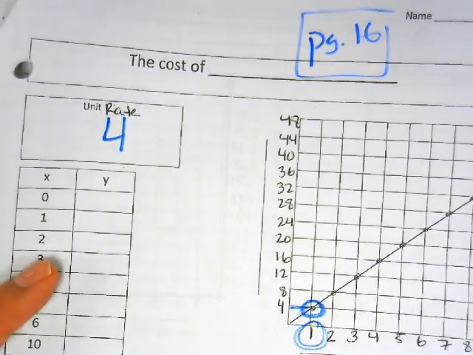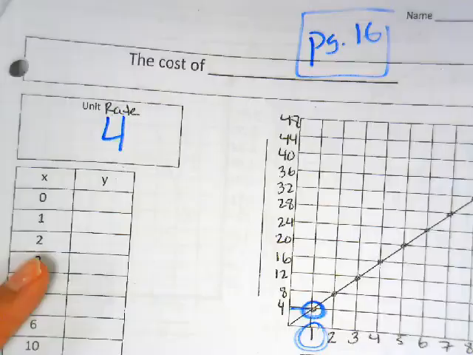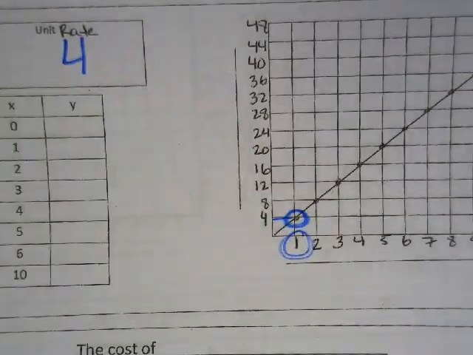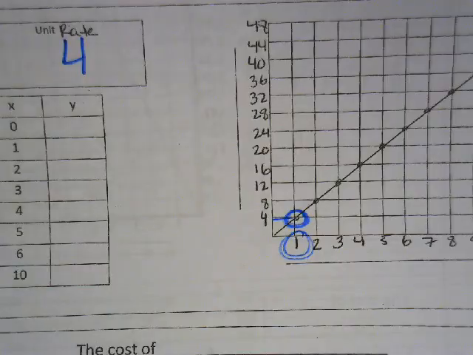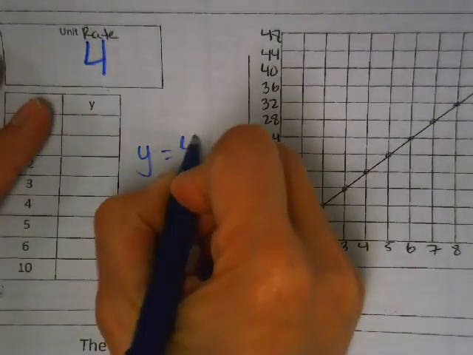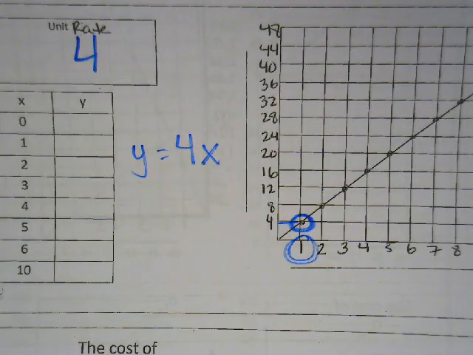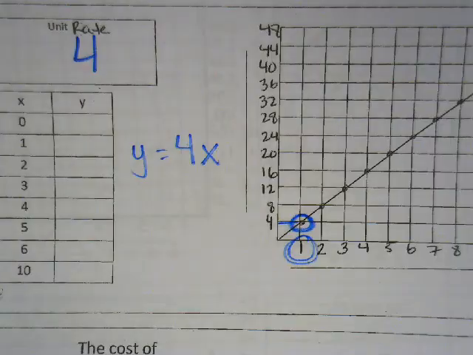Did she ask you for the equation? No. Okay, what was the equation if you don't have it written down? What would be the equation if my unit rate is 4? Very good. Y equals 4x. Tomorrow on the test, I'm going to ask you for equations, so make sure you know how to write equations.